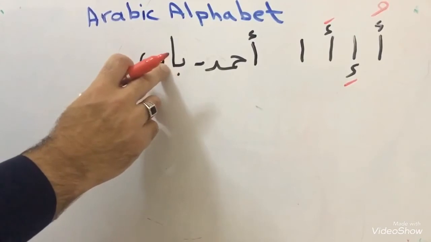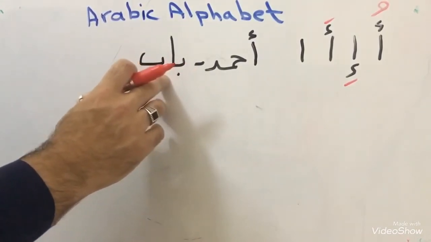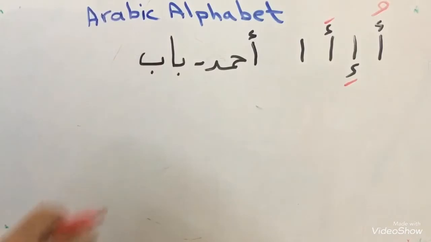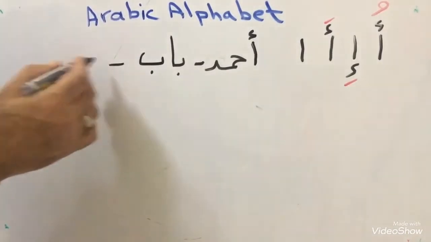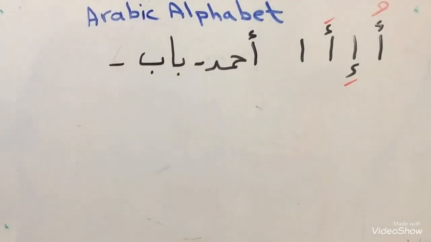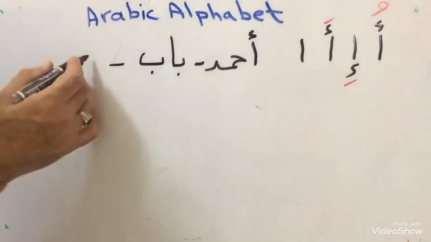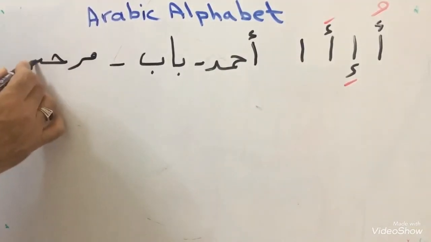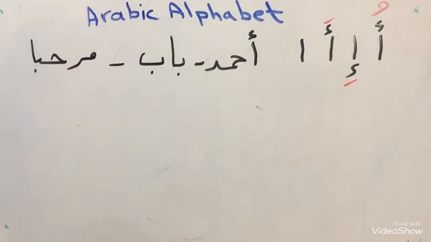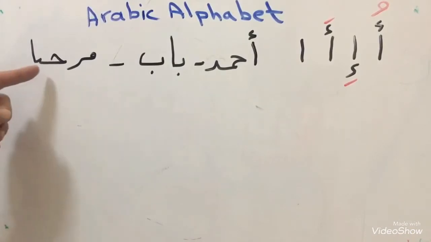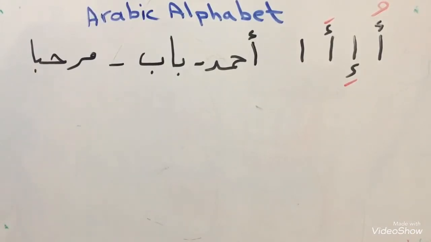We can join Alif with the letter before, but we can't join it with the letter after. An example of Alif at the end of the word is Marhaba. We can see Alif at the end, it joined Ba. Marhaba means hello. This is the first letter in Arabic alphabet. It is Alif.